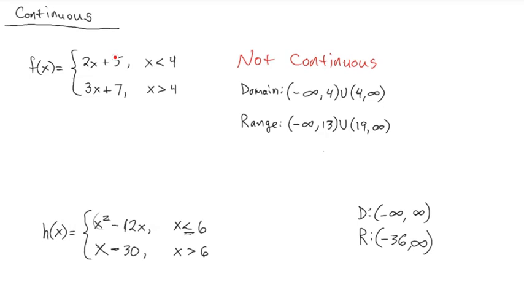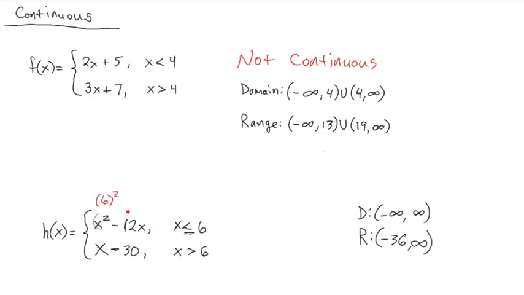So now let's go down here to h of x. The domain here is negative infinity to positive infinity, and therefore this h of x might be continuous. And then the only other thing we have to make sure is that at the transition value 6, when we plug 6 into both pieces, if we get the same number, then this piecewise function is continuous. So let's go ahead here and we'll plug 6 in.